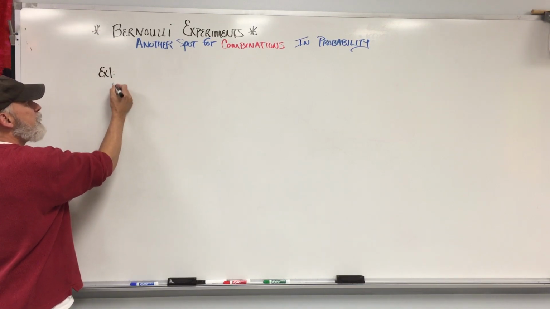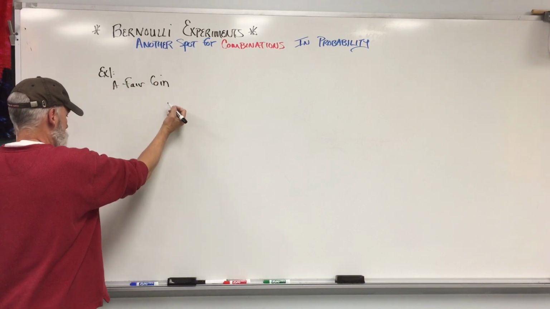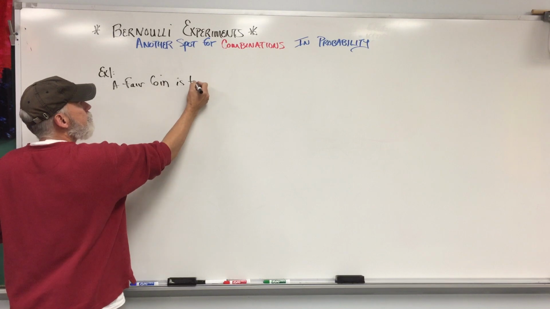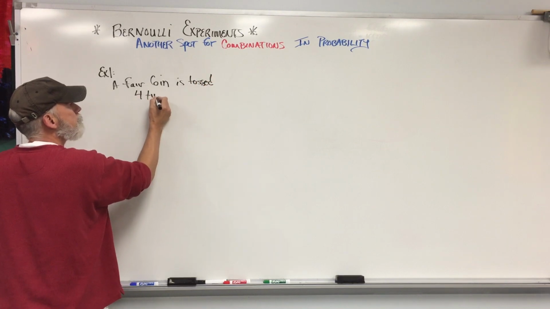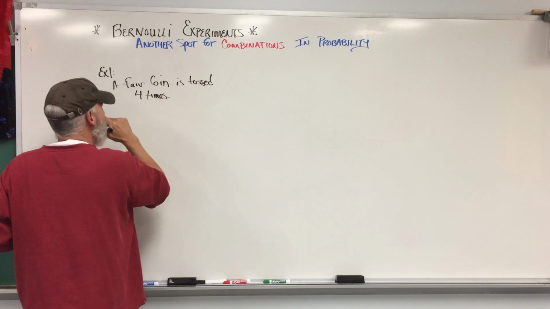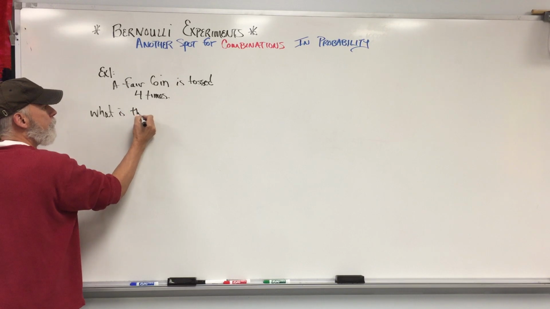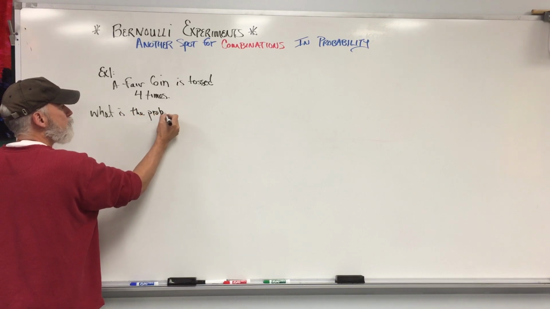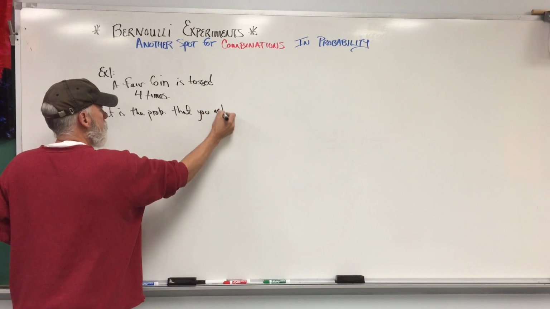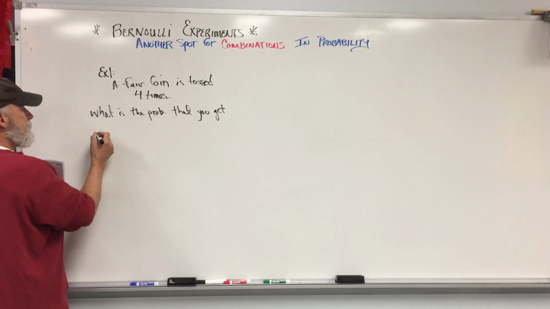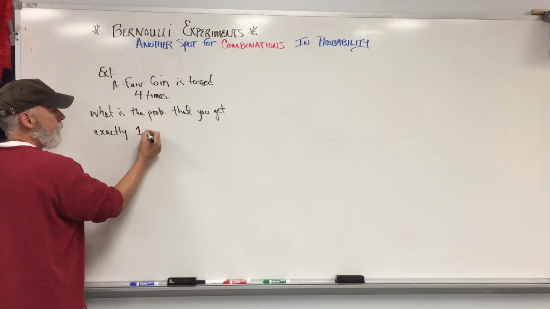Example 1: a fair coin is tossed a total of 4 times. The question is, what is the probability that you get exactly 1 heads?